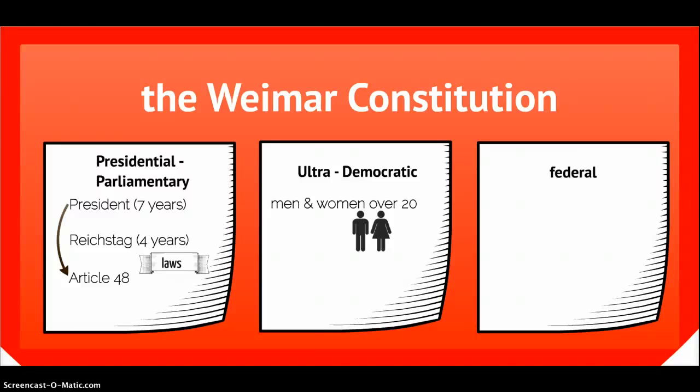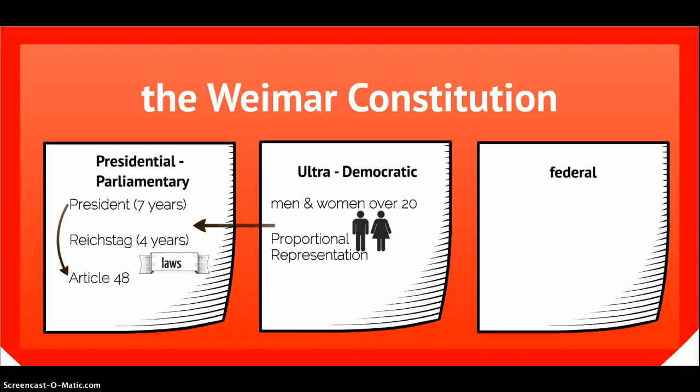Both men and women over 20 could vote, so there's enfranchisement for women. It's proportional representation, which means that if, let's say, a party gets 5% of the votes, then 5% of the members of parliament will be members of that party. Very democratic. This is opposed to the first-past-the-post system, which, for example, exists in Britain. Ask questions in class more about that if you're confused about that.